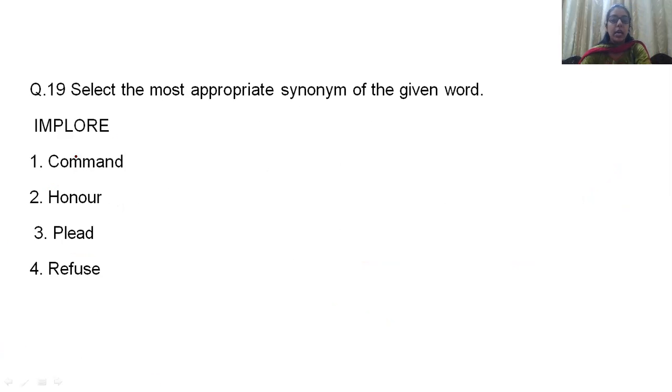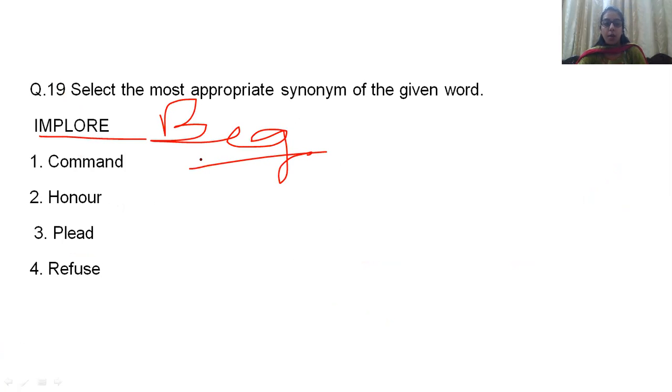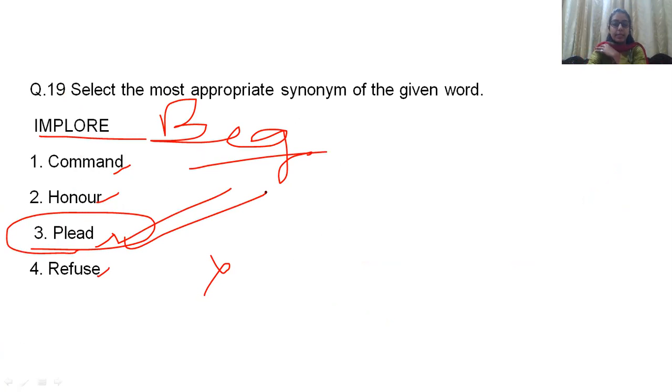Question number 19. Select the most appropriate synonym of the given word. The word is implore. Implore means to beg. A common synonym is beg, but do you think beg is given over here? No. So you have to choose a synonym of beg as well. The synonym of beg is to plead. So the correct answer will be plead.